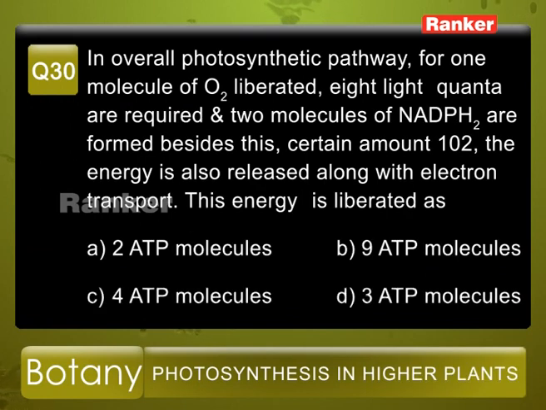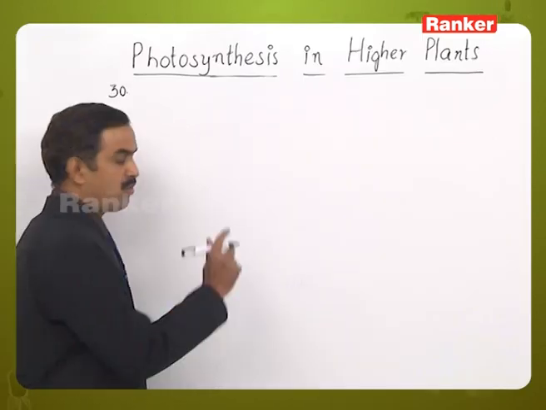Question number 30. In the overall photosynthetic process, for one molecule of oxygen liberated, 8 light quanta are required and 2 molecules of NADPH2 are formed. Besides this, the energy is also released along with electron transport. This energy is liberated as: A. 2 ATP molecules, B. 9 ATP molecules, C. 4 ATP molecules, and D. 3 ATP molecules.